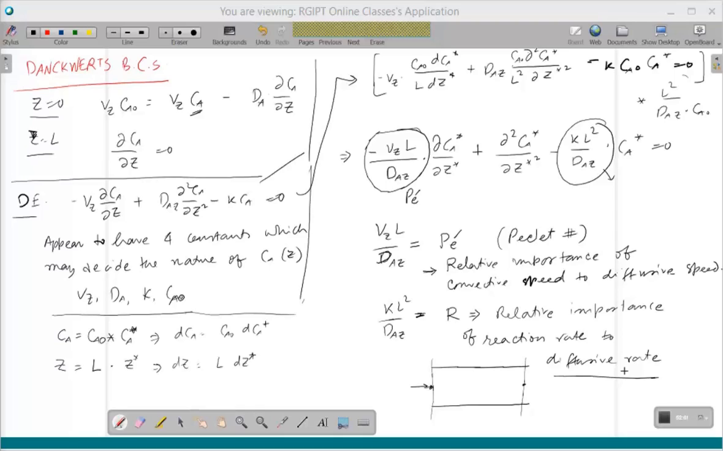So remember, we had all three terms present in our original equation: velocity, that is convection, diffusion, and reaction. Depending on which term dominates with respect to which one, you can combine them to form two quantities which tell two different kinds of relative dominance of different phenomena, and that will essentially decide the nature of how Ca star depends on Z star. Okay? So this is my equation, which we can directly write down.